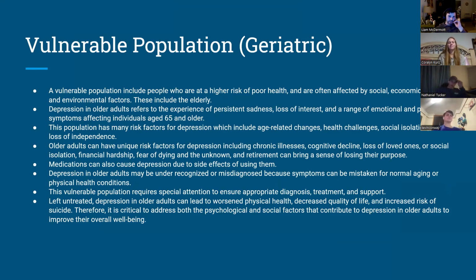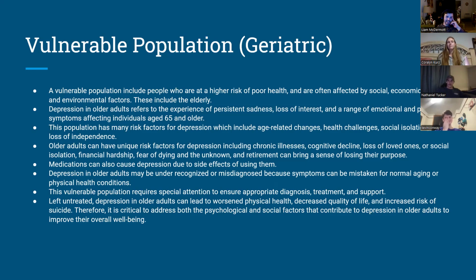Vulnerable populations include people who are at a higher risk of poor health and are often associated with social problems, which can include not having friends around as much. There are economic problems with the increase in healthcare and everything else, and they don't have as much money because they're usually not working at this age. Politics is a political factor. As we see with elections, there's a lot of people fighting, and grandma and grandpa can get very upset during that time.